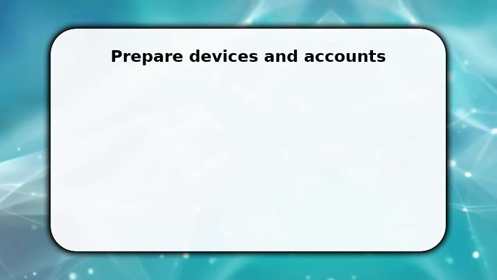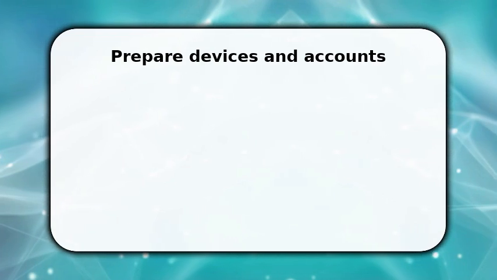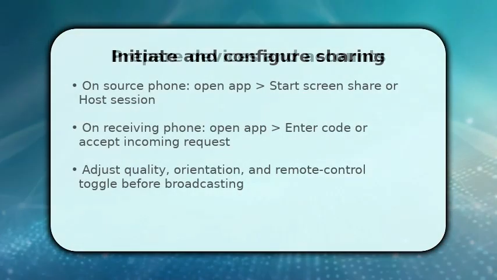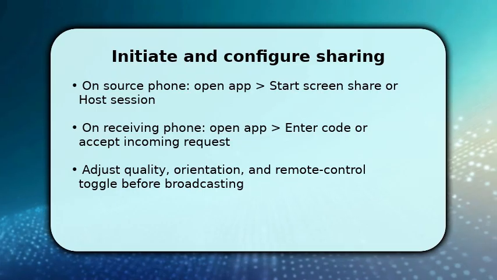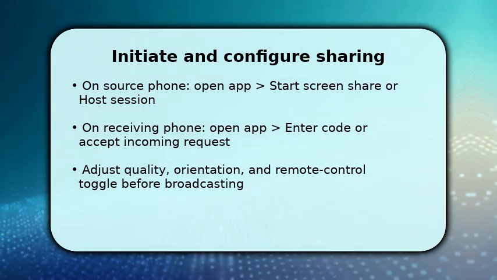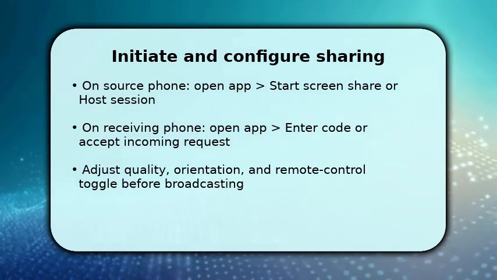Once done, sign into the same account or exchange the session code so the receiving phone can request the screen stream. You now initiate the live connection. On the source phone, open the screen share function and tap Start or Host. The app displays a session code or a system prompt to begin capturing. Give that code to the second phone or accept the incoming request on the receiver.